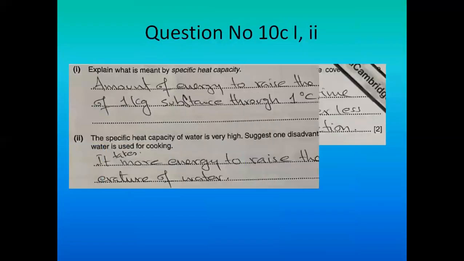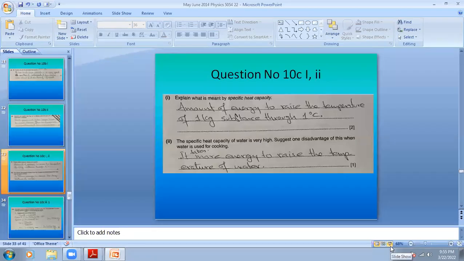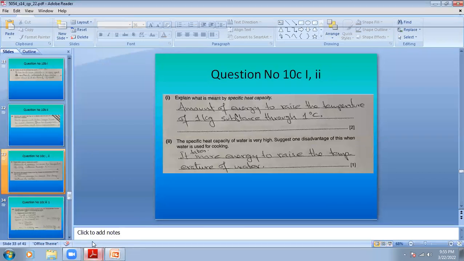Let me show you my written definition. Amount of energy to raise the temperature of 1 kg substance through 1 degree centigrade. That is known as specific heat capacity. Okay, so let's go to the next part.